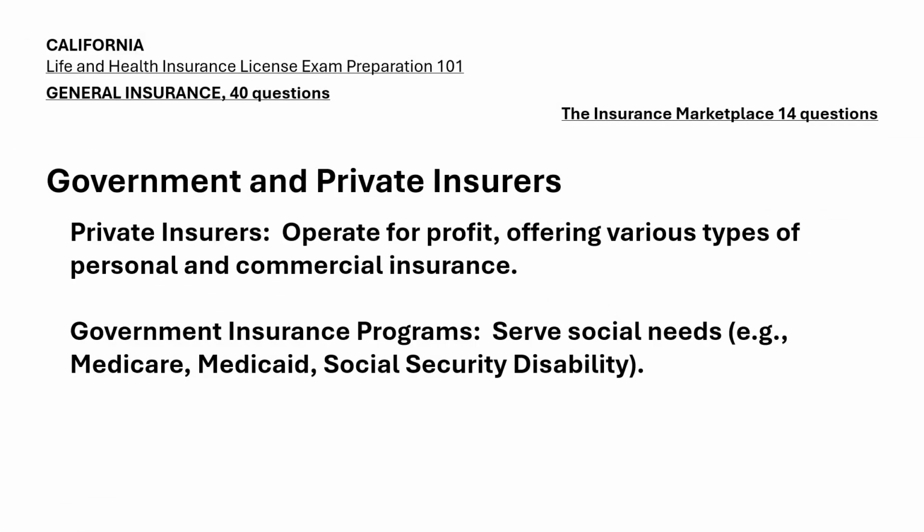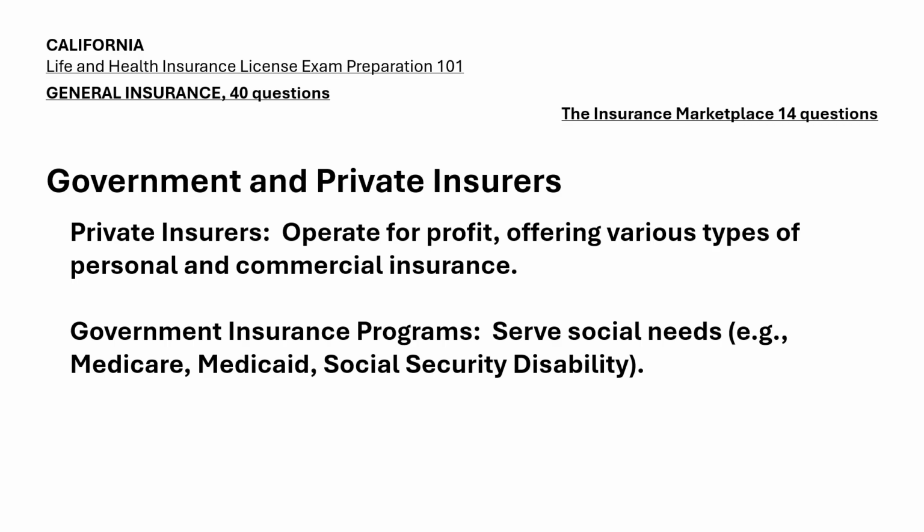Slide 4. Government and private insurers. Terms to remember. Private insurers operate for profit, offering various types of personal and commercial insurance. Government insurance programs serve social needs, e.g., Medicare, Medicaid, Social Security disability. Description: The insurance marketplace is made up of both private insurers and government insurance programs.